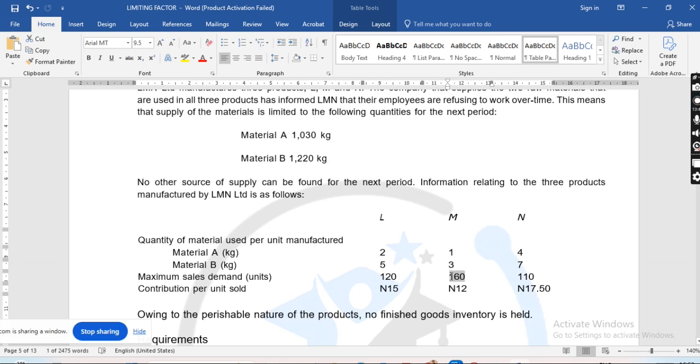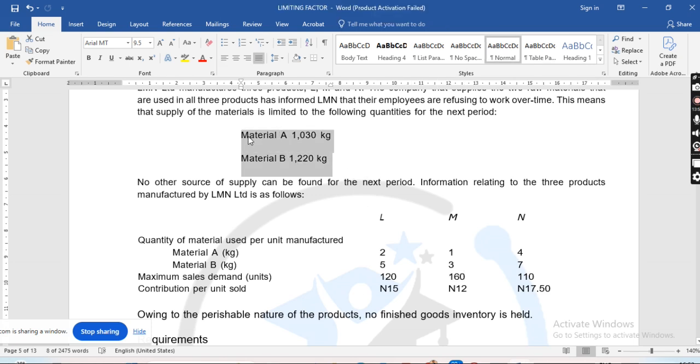Now, they want to make a sale or production of 160. How many kg will they use? 1 kg per unit times 160. We give you the kg. The same thing is applicable to all of this, and that is the required, right? Since the available will be given to you in the question.